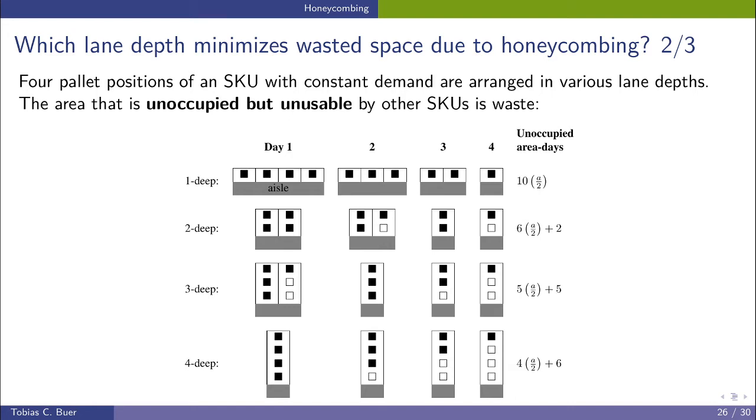Now let's repeat the exercise for the 3 deep case. For the 3 deep case we have 5 lanes in total in use. So we have 5 times A over 2 as wasted aisle space, and there are overall 5 empty slots. So the formula for the 3 deep lane to reflect the unoccupied area days is 5 times A over 2 plus 5.